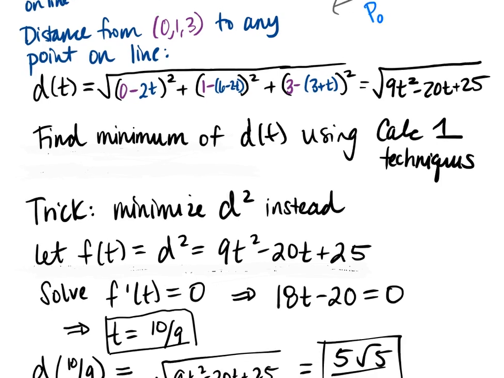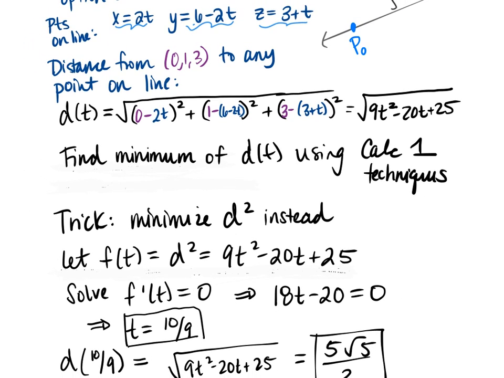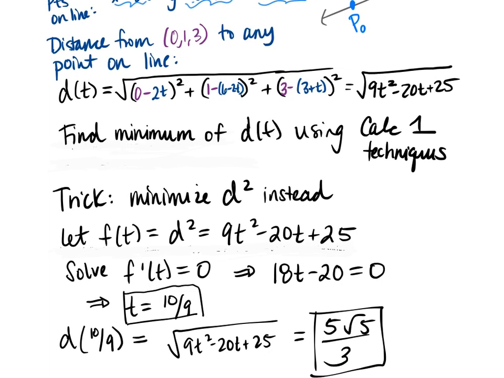And so I can go ahead and plug that t value back into my distance equation, and that should give me the minimum distance as well. And just to clarify, instead of t here, I'm really plugging in 10/9 right here for t. I'm also replacing this with 10/9. And then when I simplify, I'll get to 5 square root of 5 over 3.